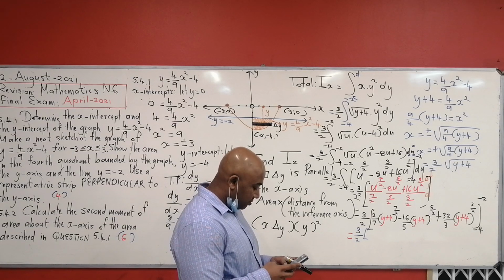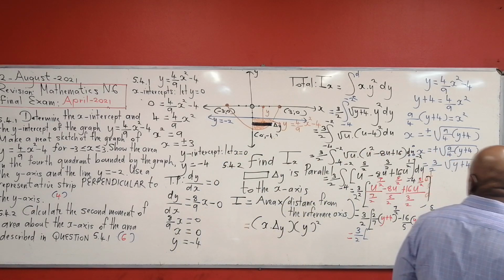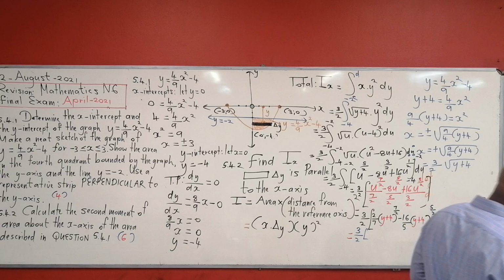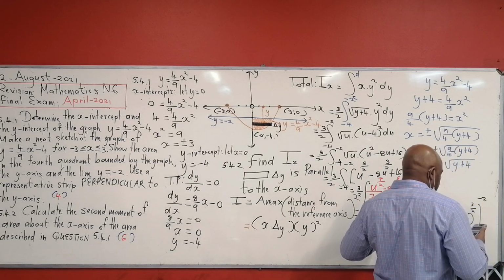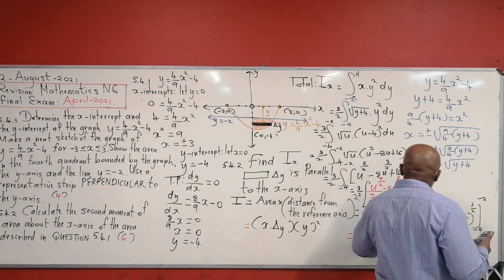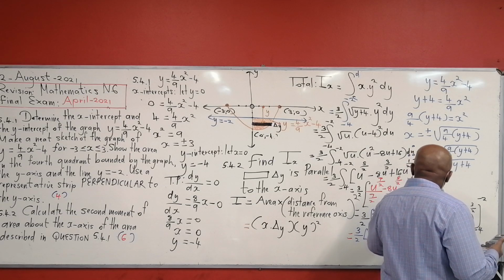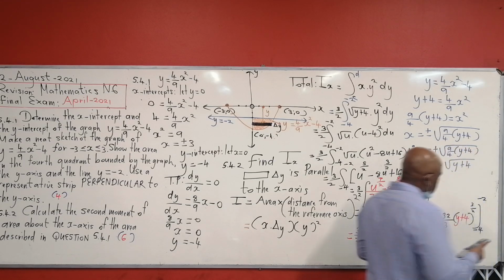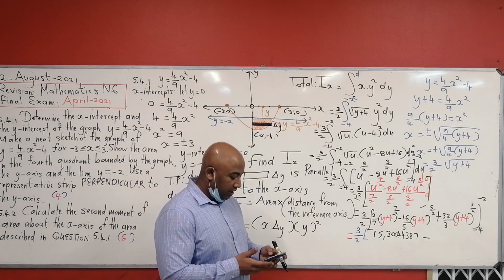I'm substituting minus 2 first. So when I substitute minus 2, I'm getting 15.30044387. Double check me there. Right, correct.